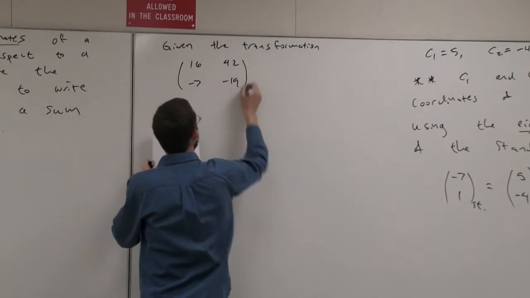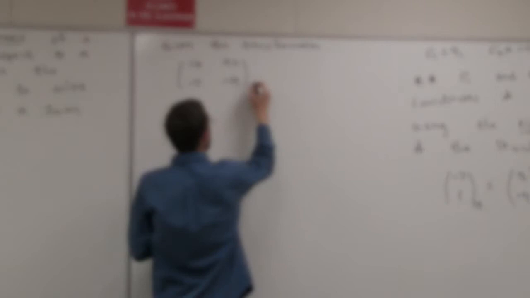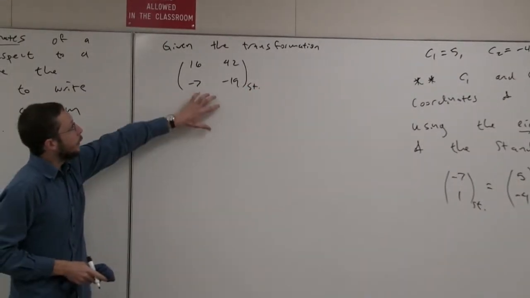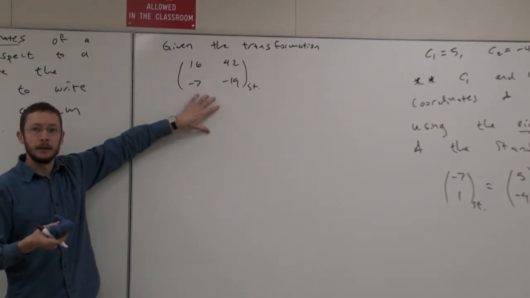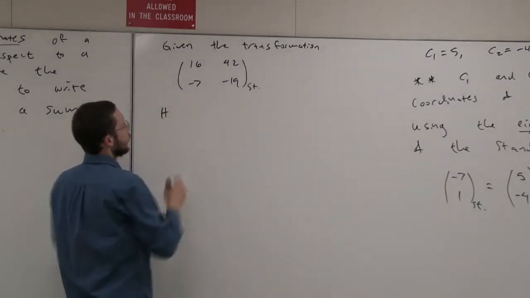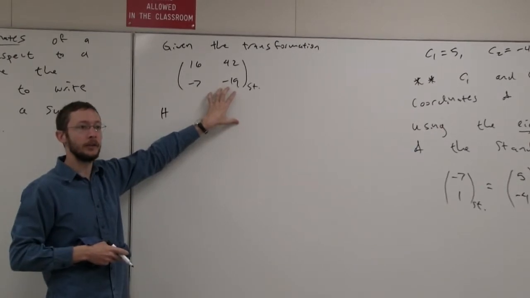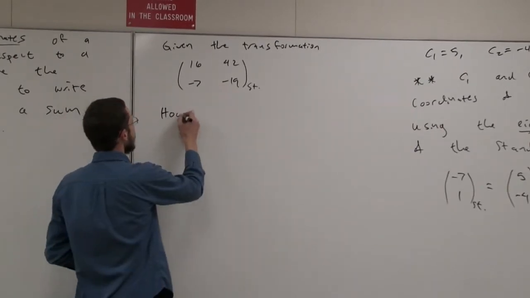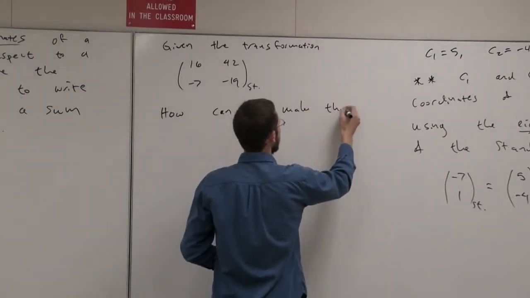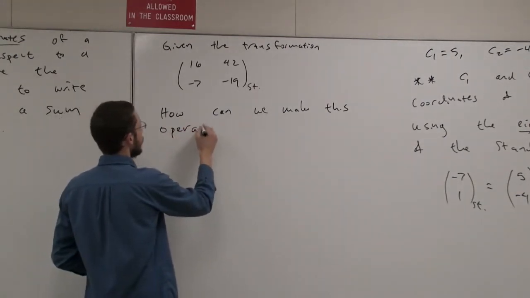-7, -19. So given this transformation, which is written in terms of the standard basis, how can we make this thing operate on vectors that are written in terms of the eigenbasis? Right, because as of right now, if you want to plug something into this matrix, it has to be written in terms of the standard basis for you to do that.